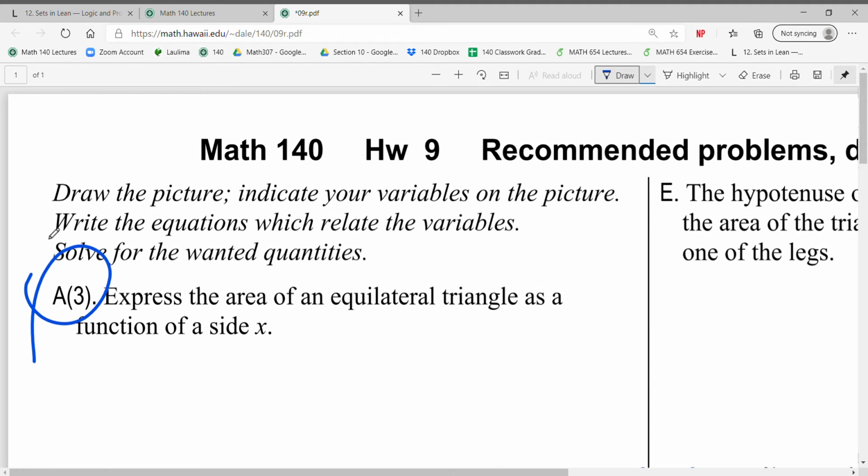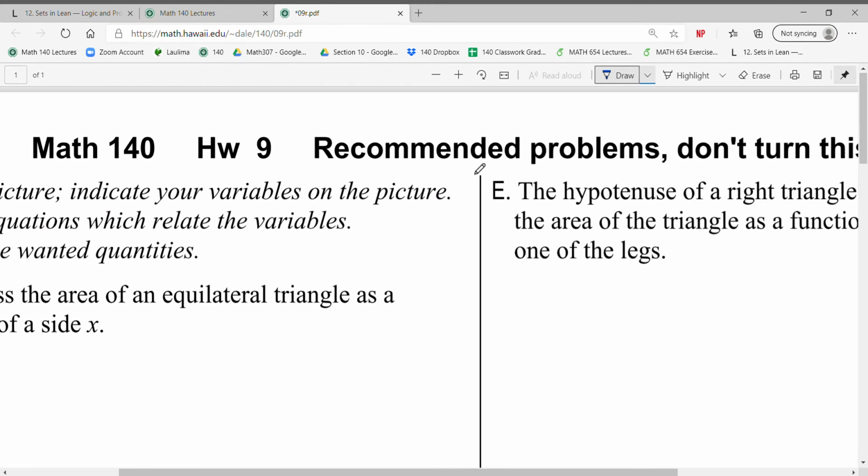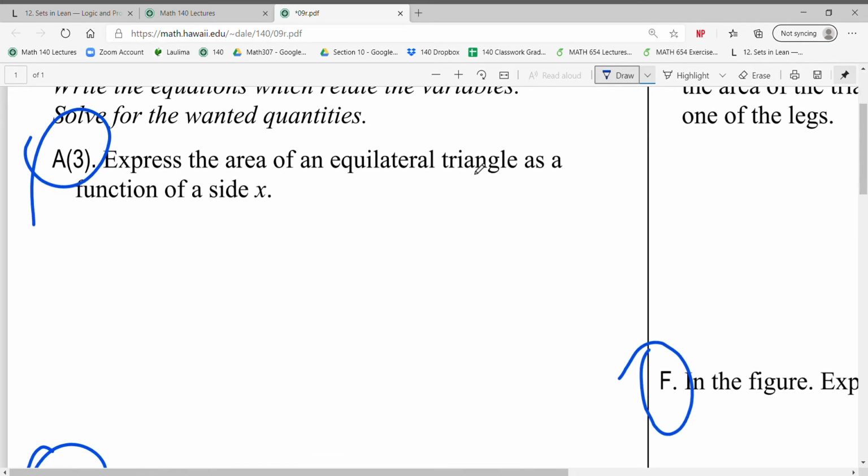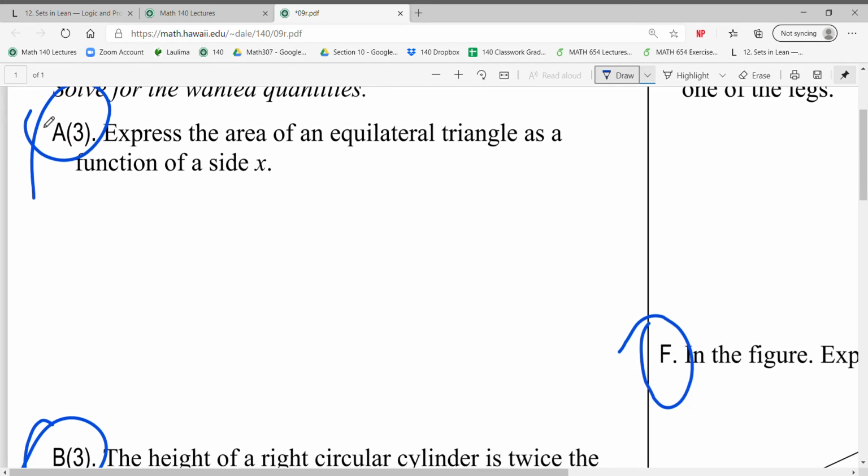So just to let you know, this is Homework 9 recommended. So this is not actually the homework. It was like practice homework in case you wanted extra problems. But I thought it might help in case you were still stuck on why or how to do the Homework 9 problems. So let's do this one.